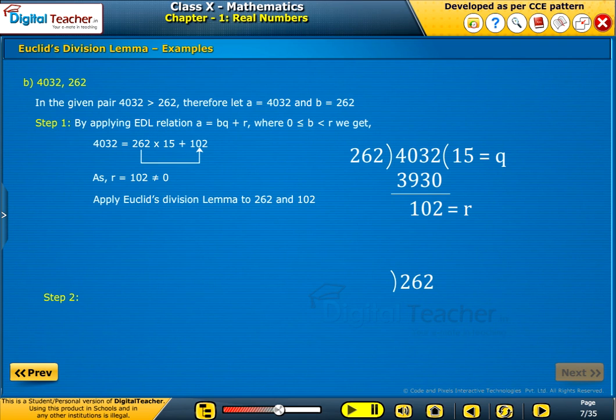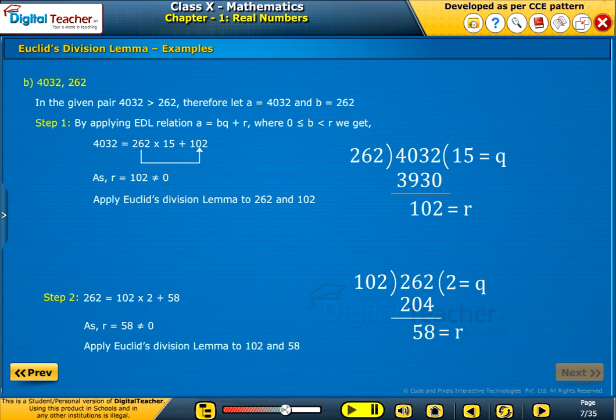Step 2. 262 is equal to 102 into 2 plus 58. As R is equal to 58, which is not equal to 0, apply Euclid's division lemma to 102 and 58.